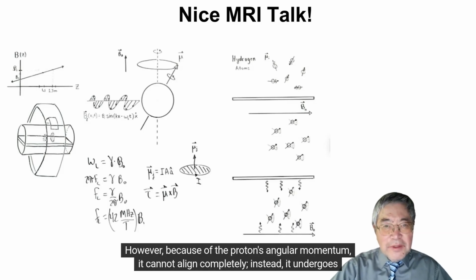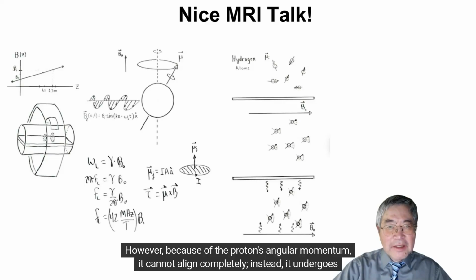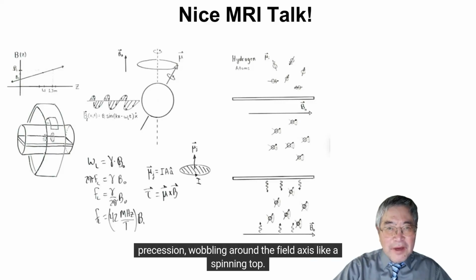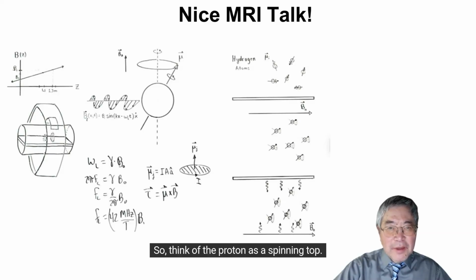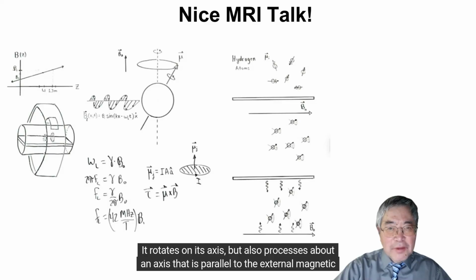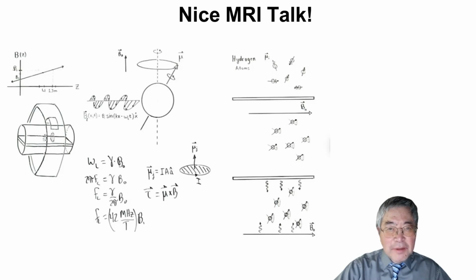However, because of the proton's angular momentum, it cannot align completely. Instead, it undergoes precession, wobbling around the field axis like a spinning top. So think of the proton as a spinning top. It rotates on its axis, but also precesses about an axis that is parallel to the external magnetic field.